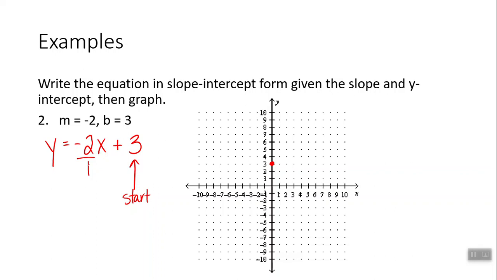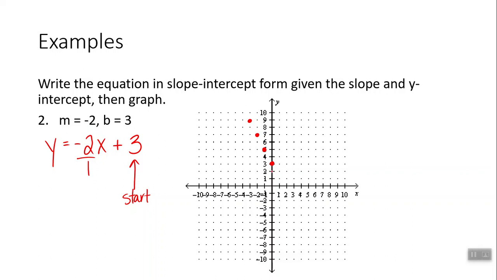Several of you were trying to use the back number and rising 2 and running 3, but once you plot the y-intercept, you're done with this number. You don't need 3 anymore. We only use the slope to help us draw our next points. So we're going to go up 2, but this time we have to go left 1 because this slope is negative, so we need to go in the negative direction.